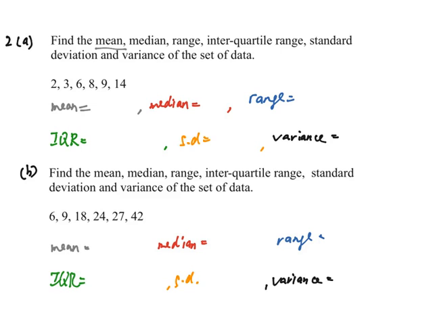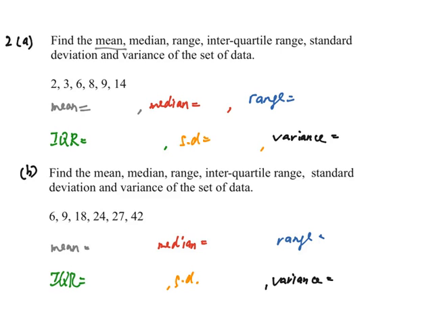Next, try to do 2A and B, but before you do that, remember, if you have a new data set, you need to press Mode 4 again, and then start inputting 2, 3, 6, 8, 9, 14. And then for B, also Mode 4, and then insert these 6 for finding mean and SD. So you can do it now.